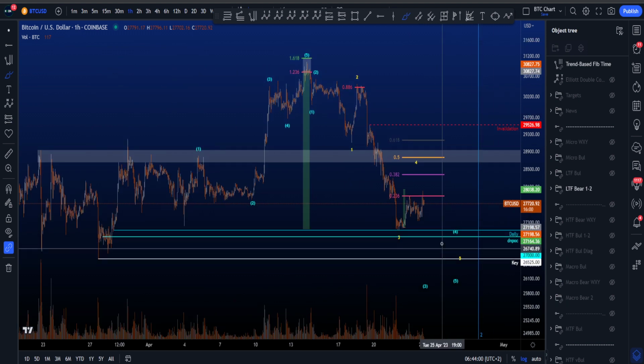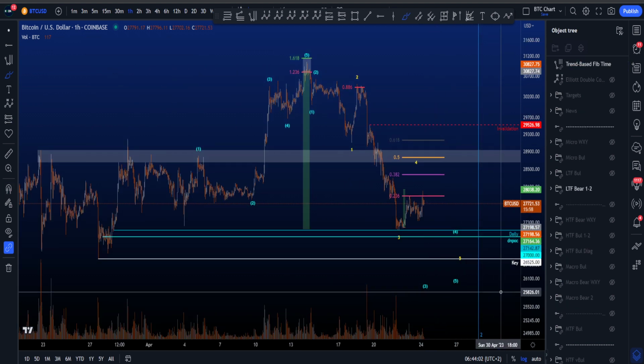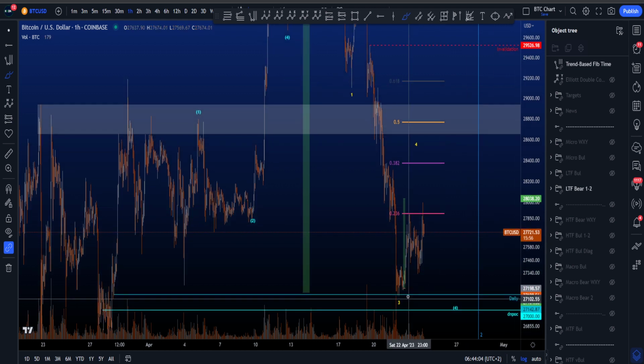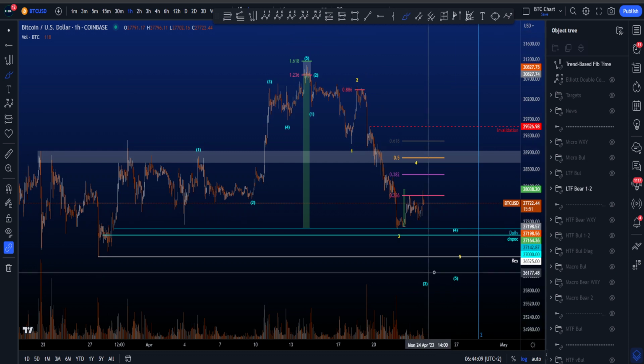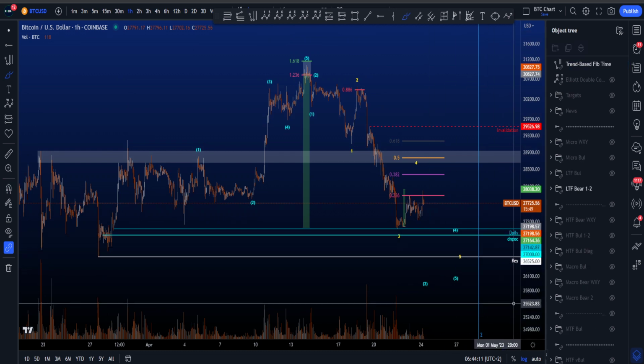Eventually, if we look to the downside, we still have an untapped daily naked point of control over here at 27k, because so far it did tap the daily that we had at 27,142, but it didn't tap the daily naked point of control. So a little bit of resistance.